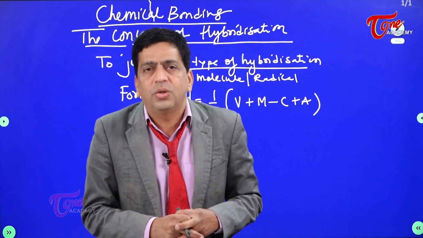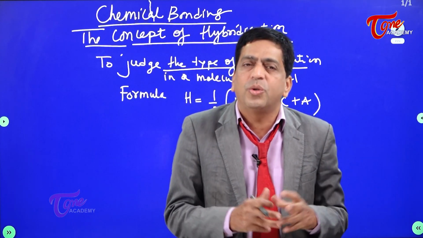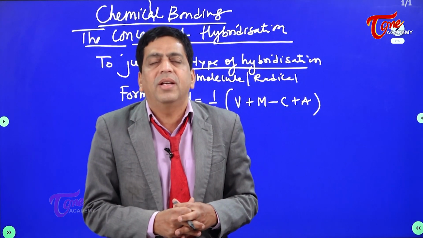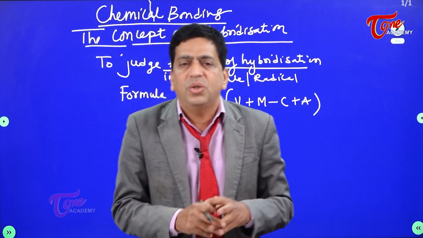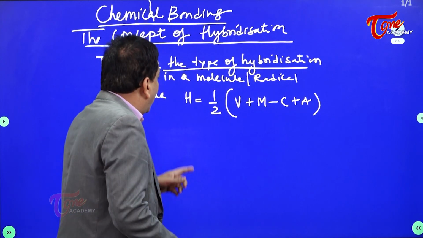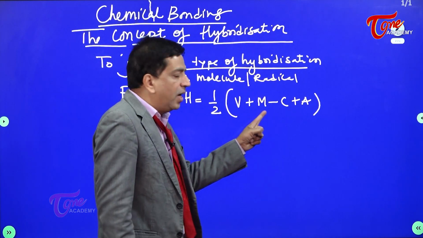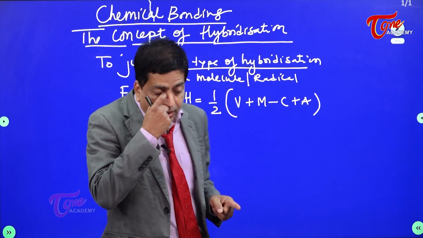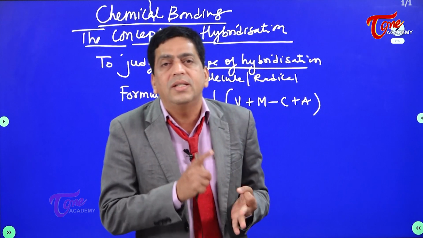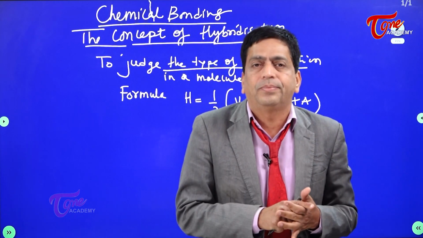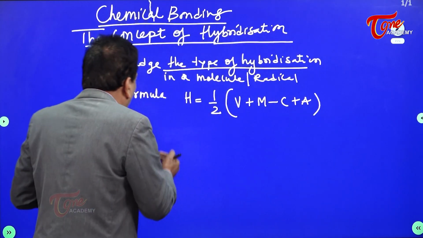Hybridization is a convincing theory, so you should know what type of hybridization is taking place in a particular species, and hence I propose the formula H is equal to half into V plus M minus C plus A. Now let us understand what is H, what is V, what is M, what is C, what is A. Right? So what is H?